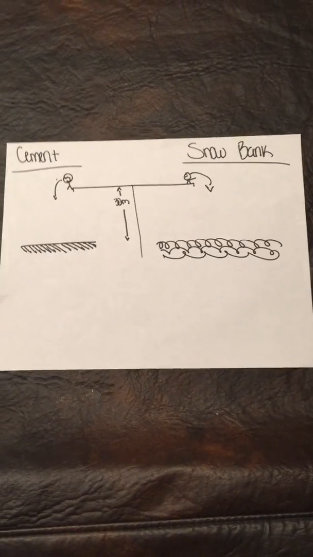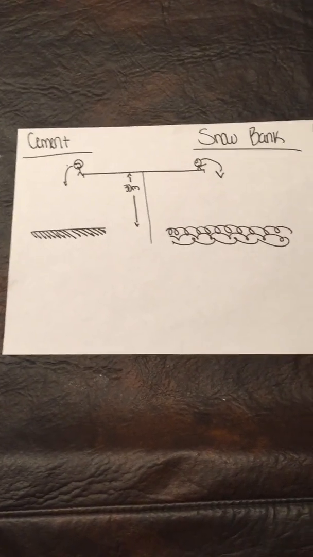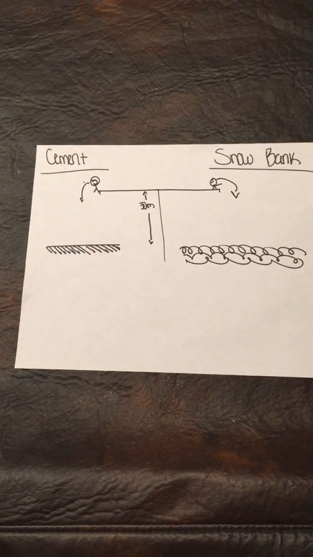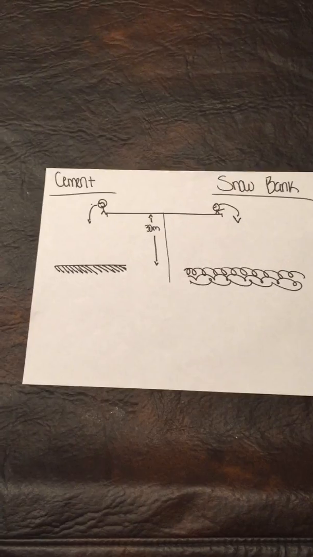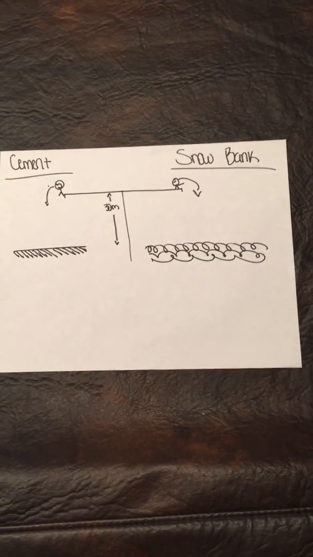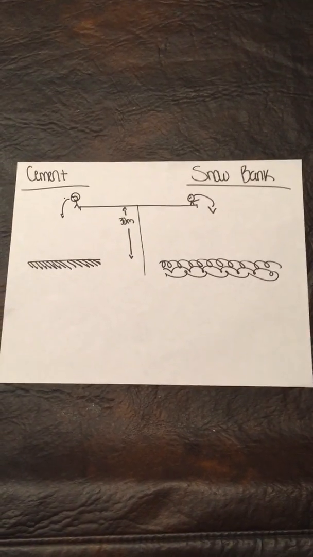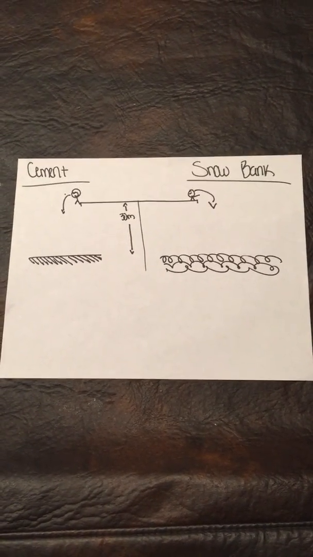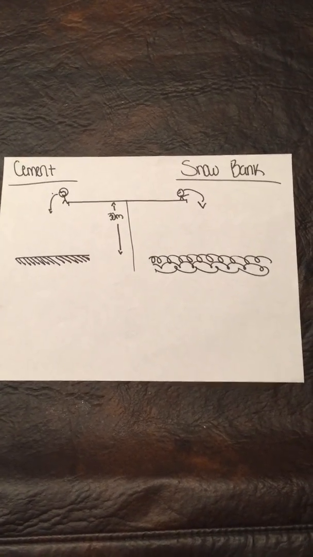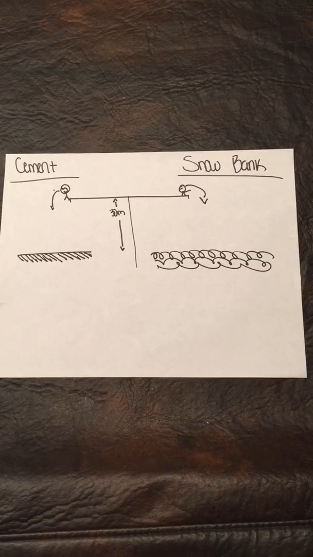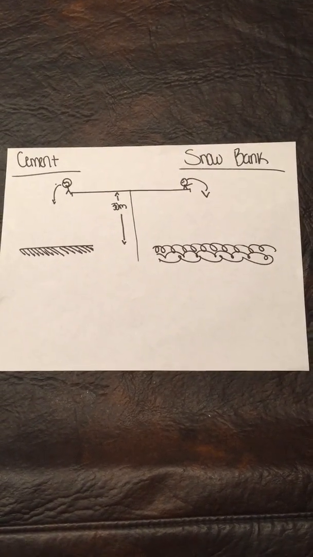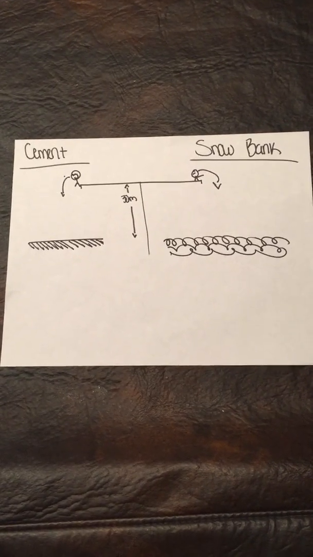Now we can think of some conceptual examples with impulse. In this example, we have two men both standing 30 meters above the ground. The man on the left is going to jump off the building and land on cement, while the man on the right is going to jump off the building and land on a snowbank. So between these two men, which ones do you think will experience the most force and is most likely to get hurt? The answer for this is the man on the cement.